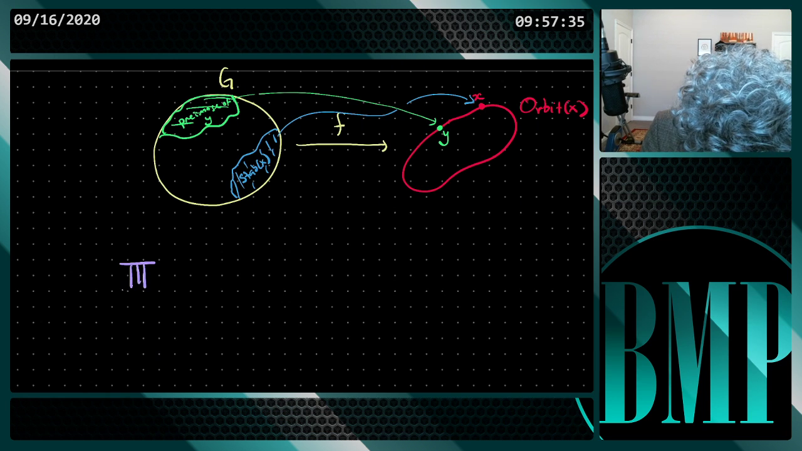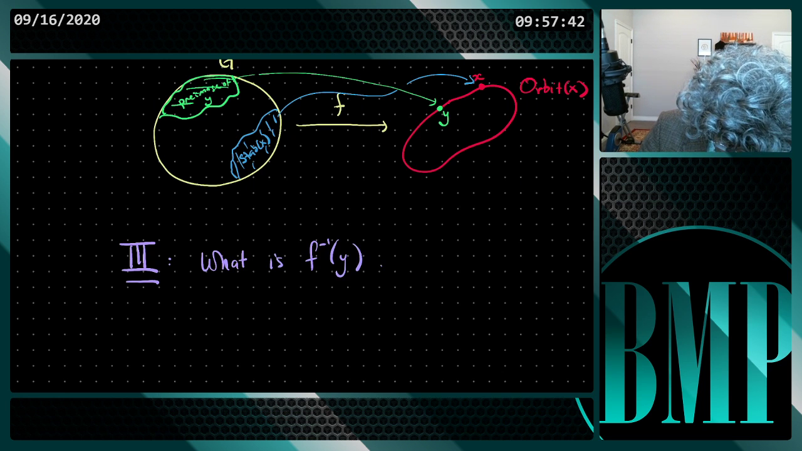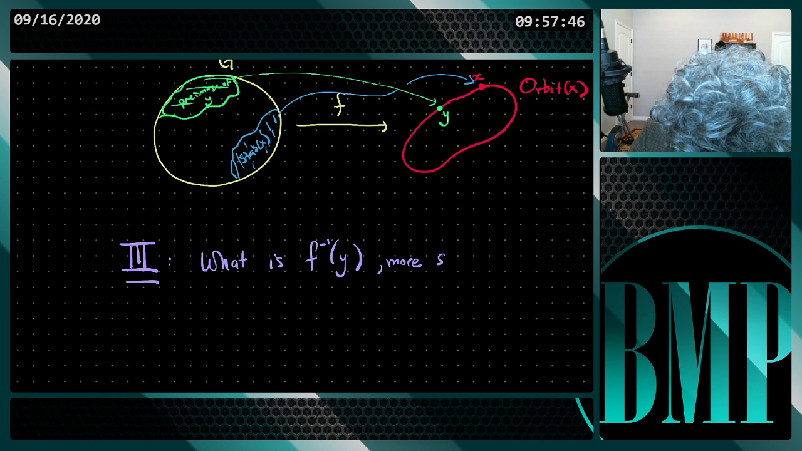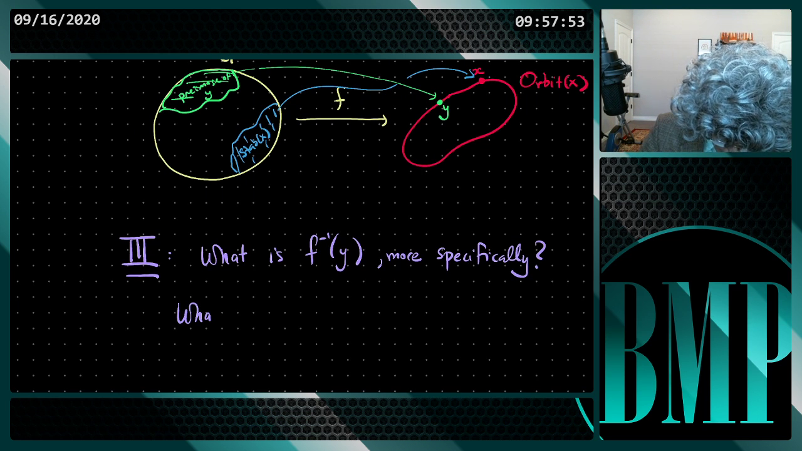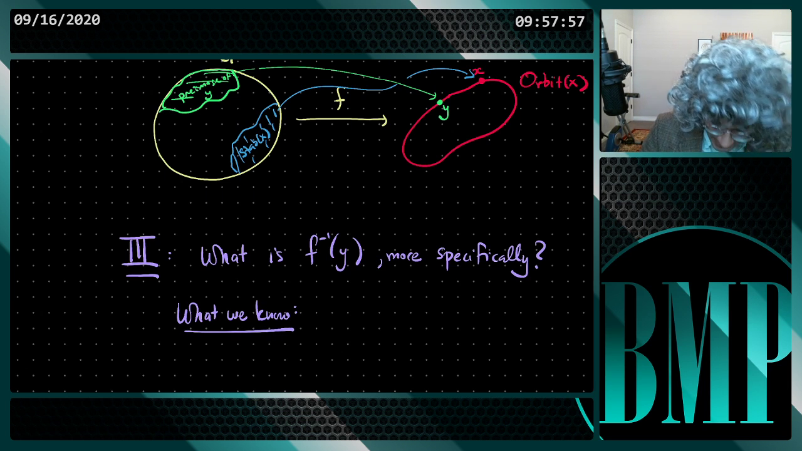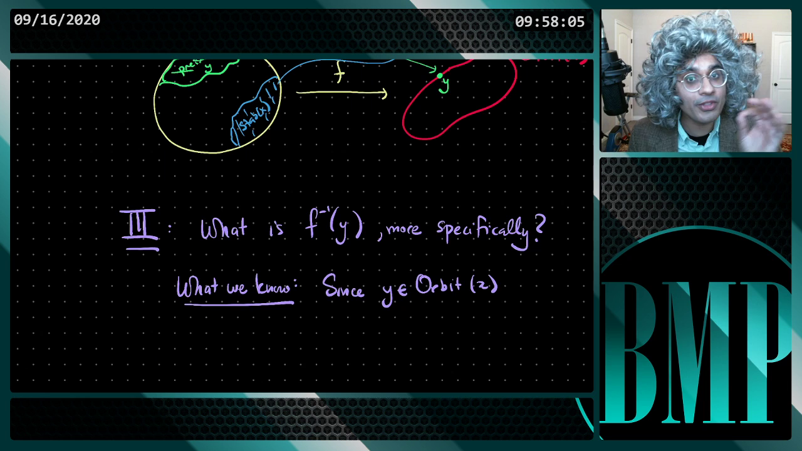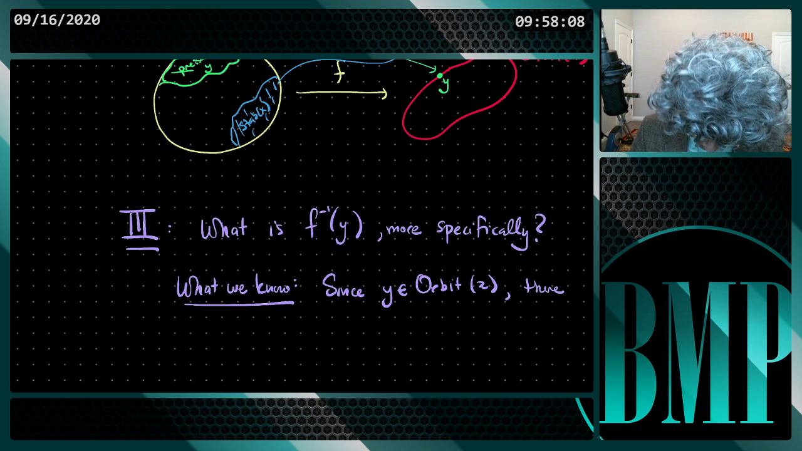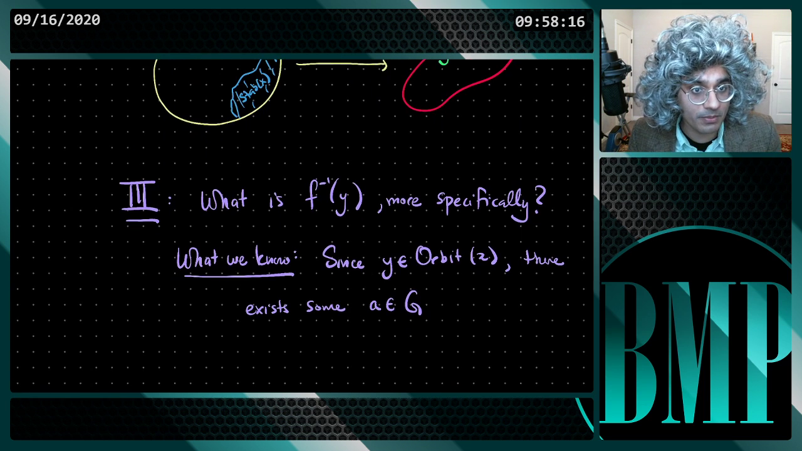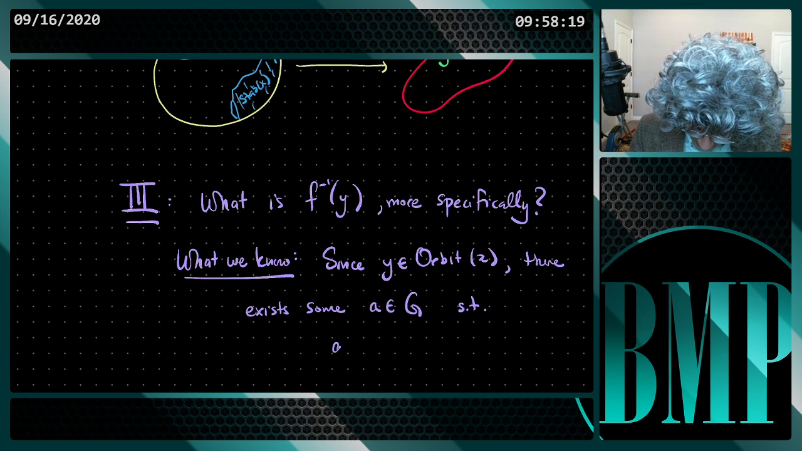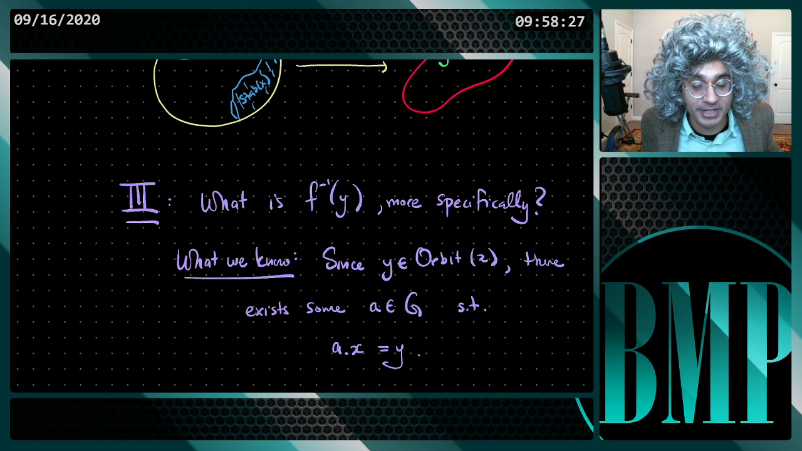3. What is the preimage of y, more specifically? Well, here's what we know. Since y is in the orbit of x, we know there exists some element, which I'll call A, just to use a different symbol. There's some element in the group such that A dotted with x is y. We know that we can get from x to y by a group element. That's what it means to be in the orbit.